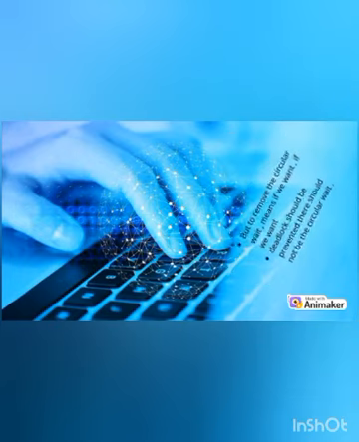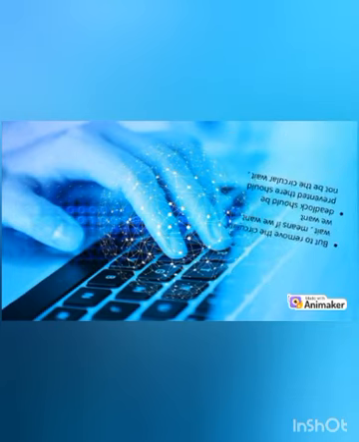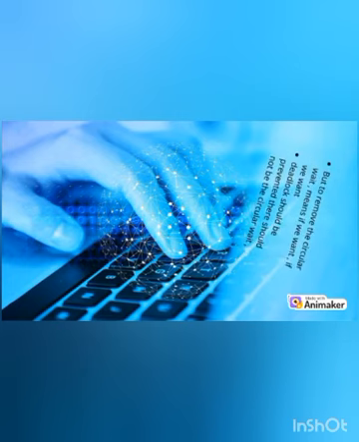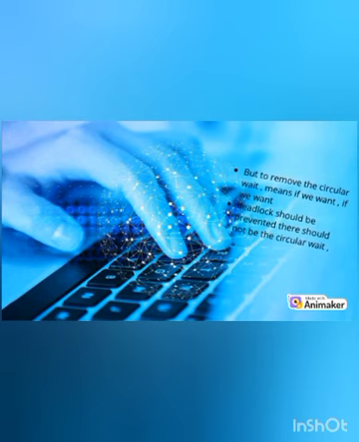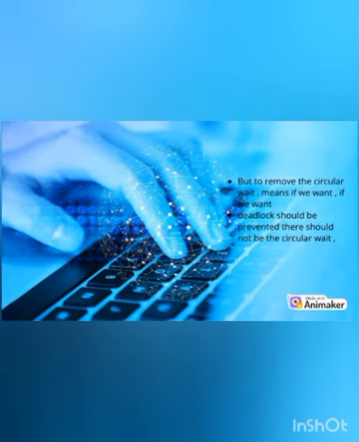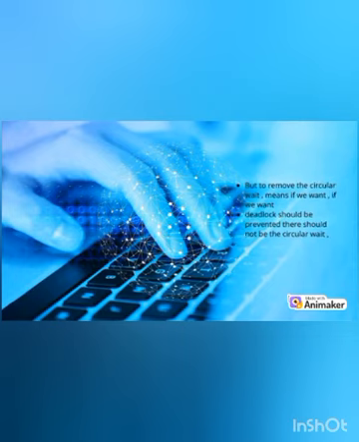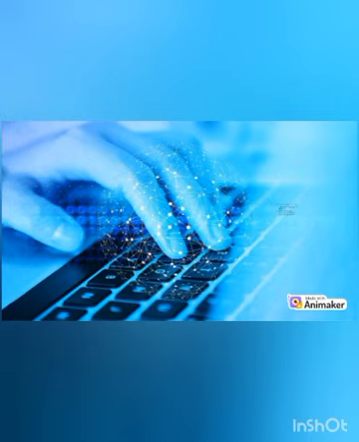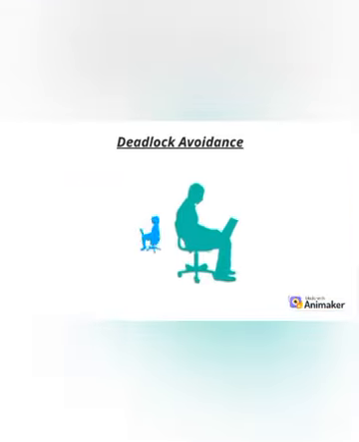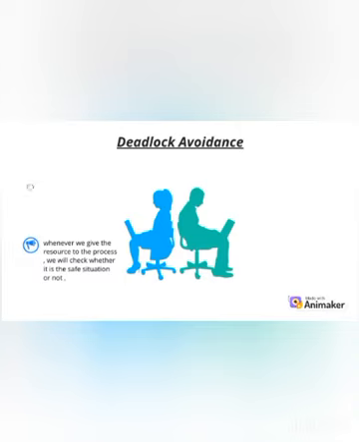First of all, for deadlock, there must be a circular wait. To prevent deadlock, there should not be a circular wait. It means we are trying to remove the condition of circular wait from the system, by giving numbering to resources. Now, deadlock avoidance.